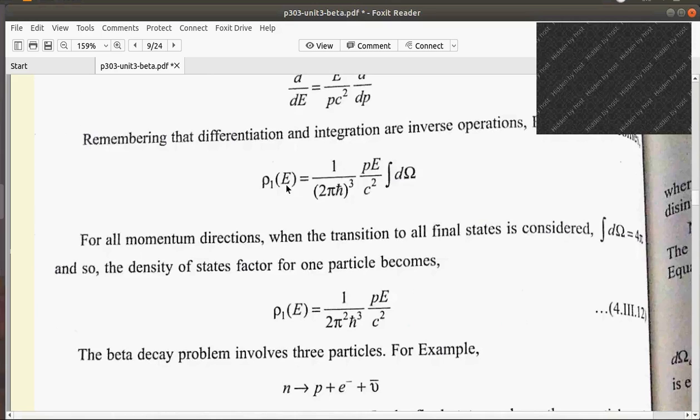So this is what you are getting. P1, meaning density of states for one particle, is equal to 1 by 2 pi h cut whole cube, P E by c square, integral of d omega. I hope it is clear to everybody.